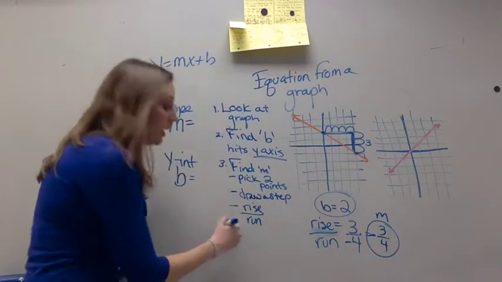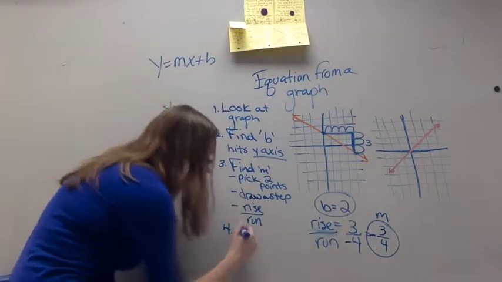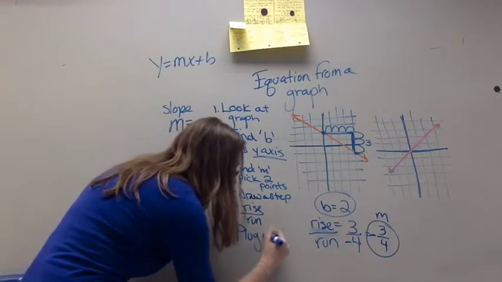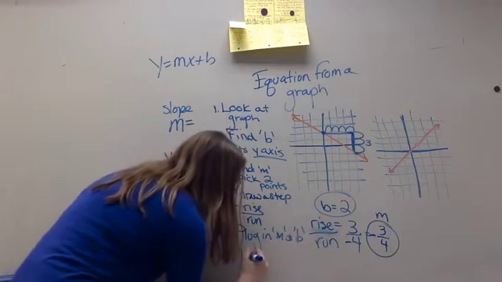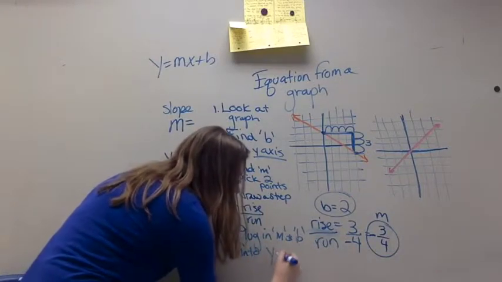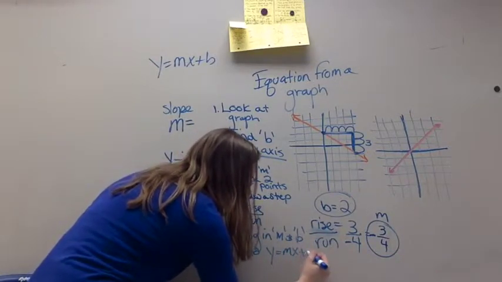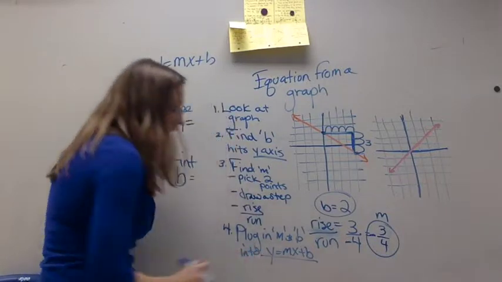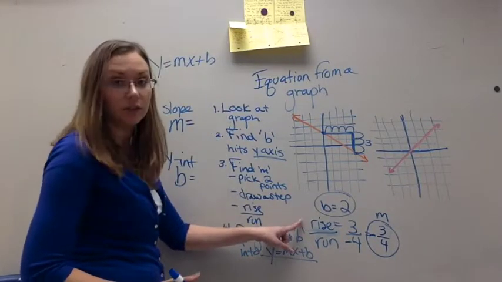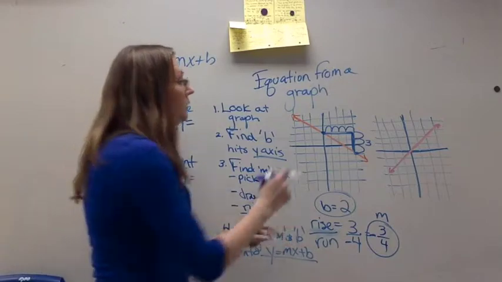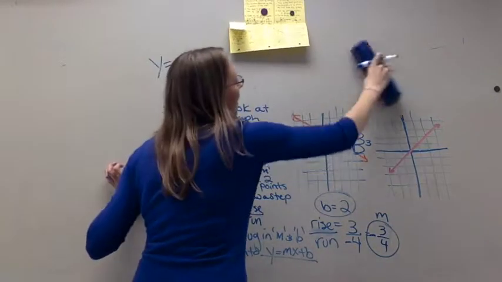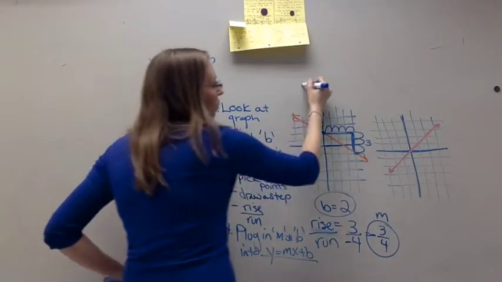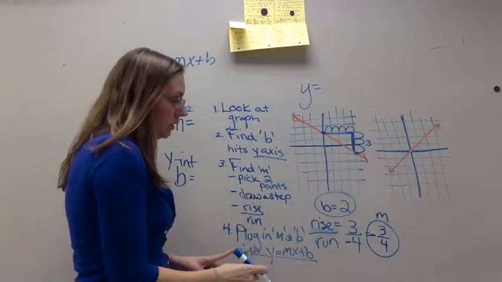Now, the last step here, the fourth and last thing to do, is just plug in your m and b into y equals mx plus b. You just plug it right into that equation. So my equation for this is now going to be, I'm going to write it up here. I'm actually going to erase that to make sure it doesn't get cut off, okay? Y equals, that doesn't change.